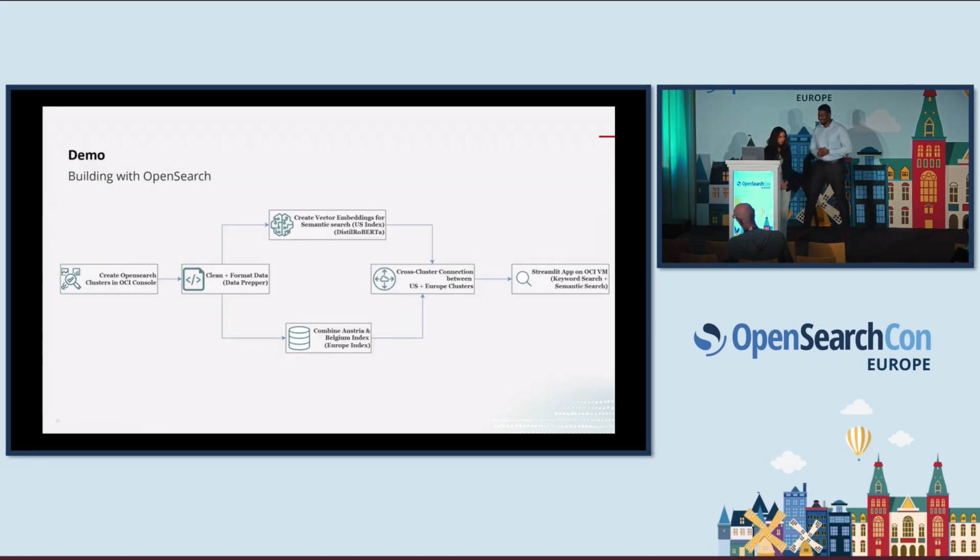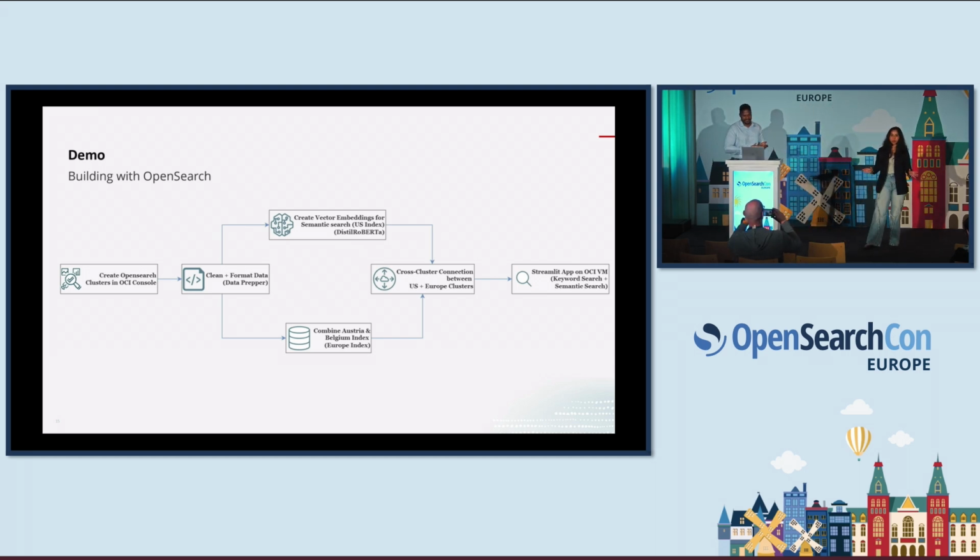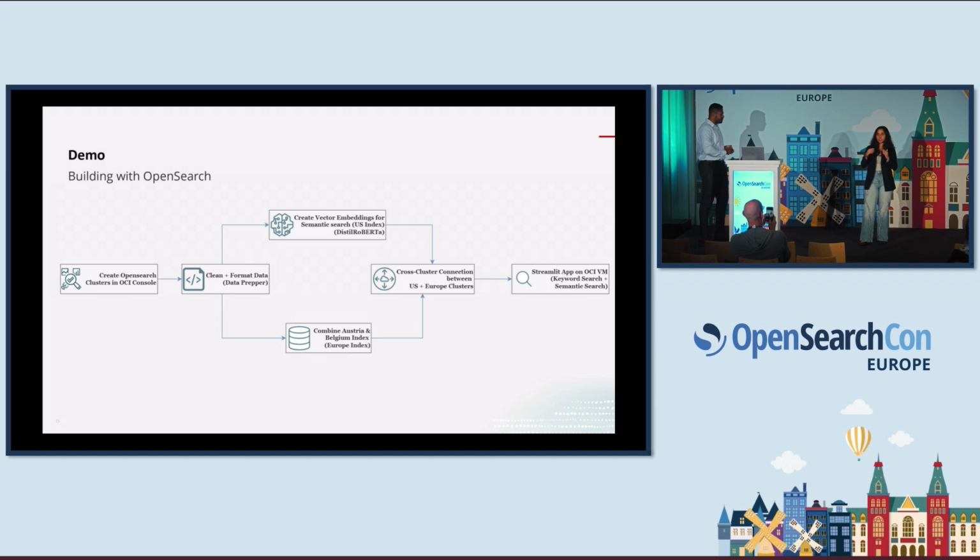So yeah. Okay. So now let's get into the demo. So first, we will talk about the workflow that we have designed for our use case. So first, we are creating 2 Opensearch clusters using OCI Opensearch. And then we will be cleaning and processing our data. And we'll be sending the Europe data to the Europe cluster and the US data to the US cluster. And for the Europe data, we will be combining all of the data into one index so that it can be used for keyword search.